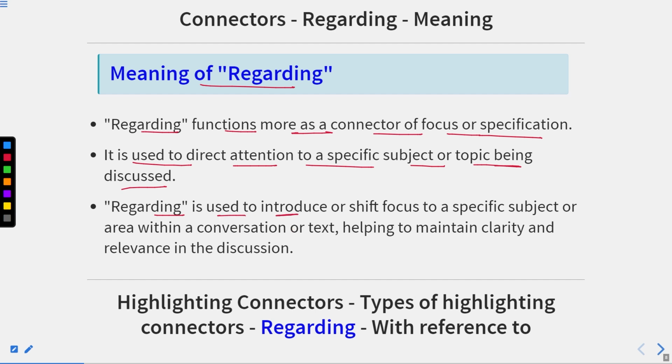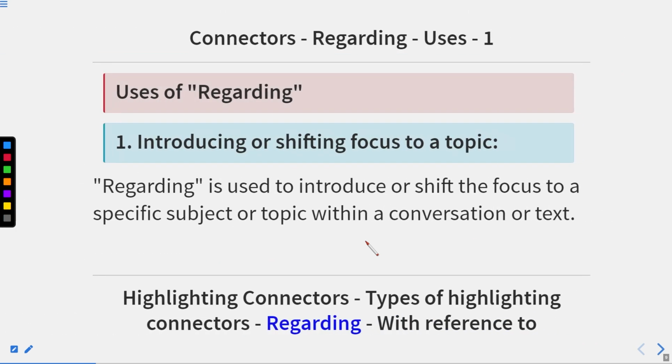Regarding is used to introduce. Now this thing is very, very important. It is used to introduce or shift focus to a specific subject or area within a conversation or text, helping to maintain clarity and relevance in the discussion. It means whatever you are using with the word regarding, it means whatever you are discussing is about that thing only. So regarding is emphasizing that particular word that makes it clear what is actually the matter of discussion or topic of discussion.